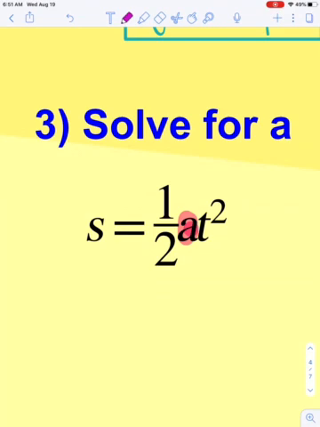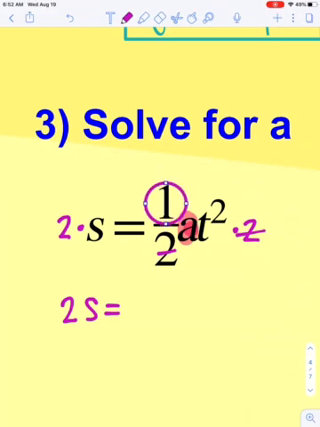It might be easier for us just to get rid of the fraction to begin with. So the easiest way to get rid of a fraction is to multiply everything by the denominator, okay? So 1/2, if I don't want that 1/2, I'm just going to multiply both sides by 2. So on the left, 2 times s is just 2s. On the right, it gets rid of whatever was on the bottom and just leaves you with the top.